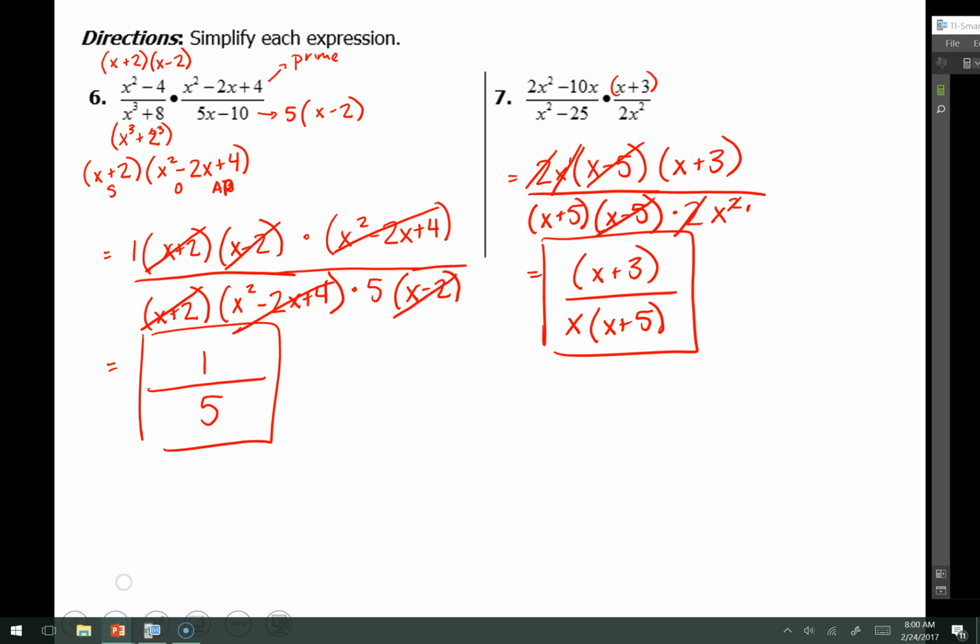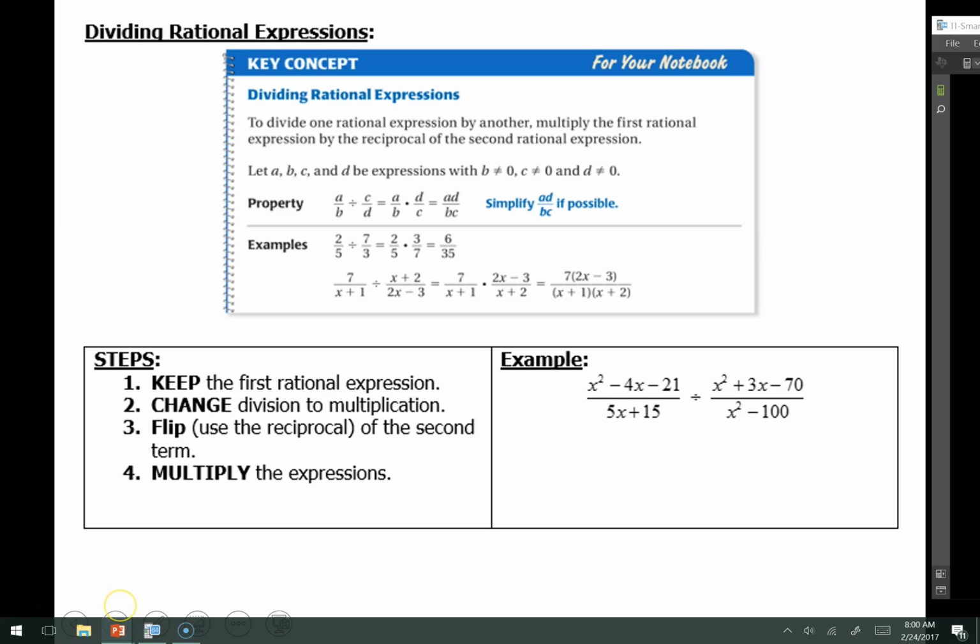All right, let's shift and talk about division now. For division, we are going to divide rational expressions, that are rational functions, the same way that we divide just regular fractions. We need to keep, change, flip, and then multiply. So we are going to keep this first expression exactly the same. We are going to change the division sign to be multiplication, and then we are going to flip the last expression.